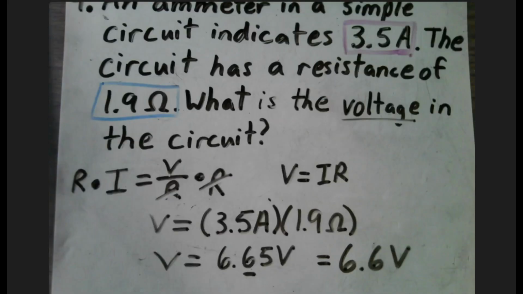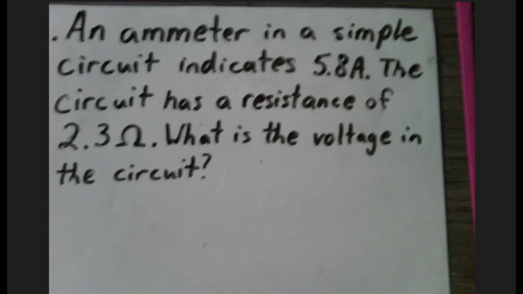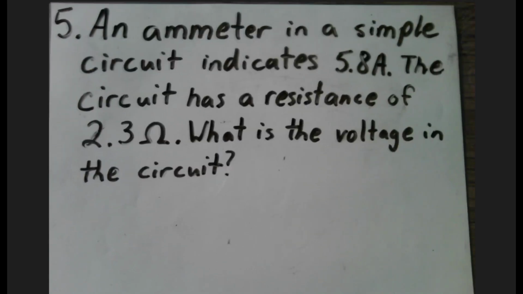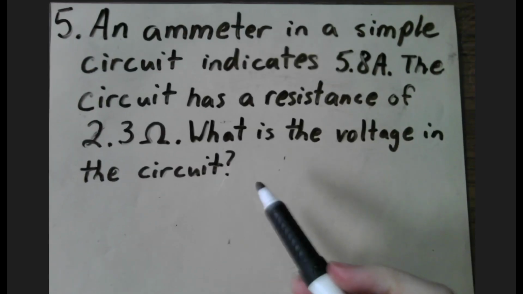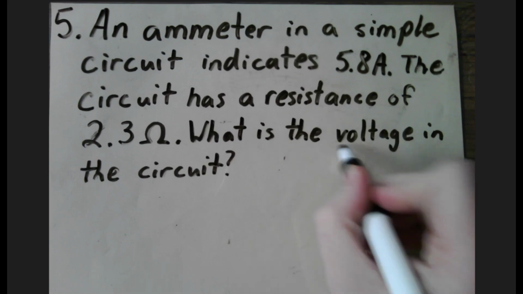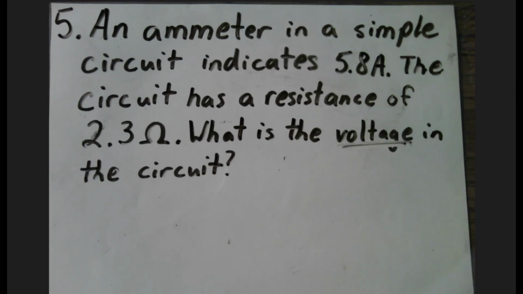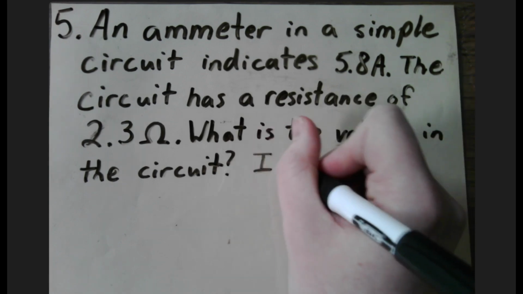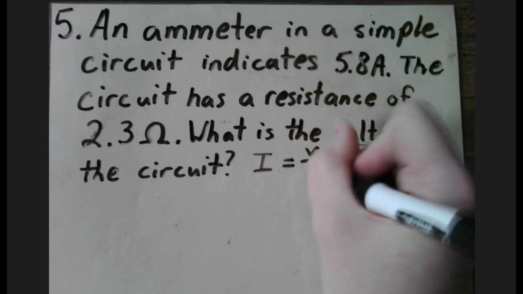Let's try another one like this. An ammeter in a simple circuit indicates 5.8 amperes. The circuit has a resistance of 2.3 ohms. What is the voltage in the circuit? So here we're looking for voltage. But then again, we have our formula from Ohm's law that says I, which is current, is equal to voltage divided by resistance.